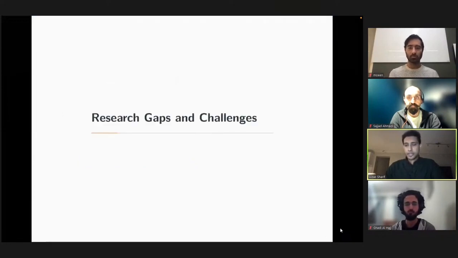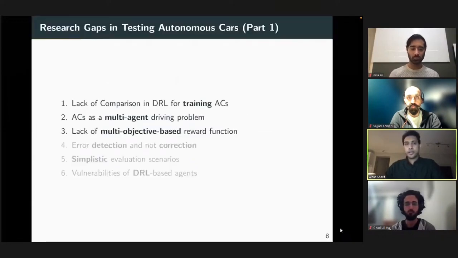With that, there are a lot of research gaps and challenges that we identified in my PhD that are yet to be solved. So I grouped them in two parts. The first part is mainly focused on the choice of training autonomous cars algorithm, like how do we solve that problem. So I will go through these first three challenges with the proposed solution.